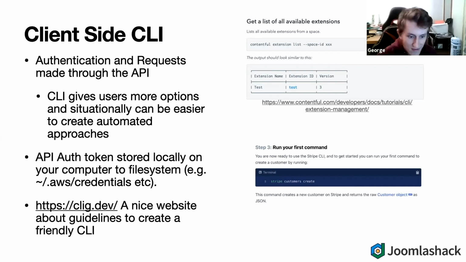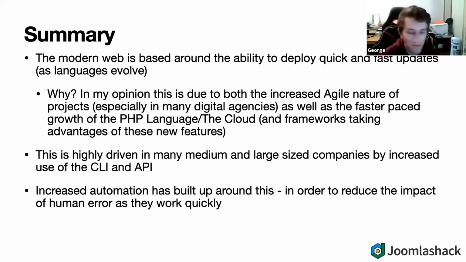So I kind of rushed the last few slides, but I'm going to have to sum up. A modern website is based around the ability to deploy quick and fast updates. And part of the reason for this is that languages are evolving at a faster and faster rate. You know, the PHP release cycle is going faster and faster. And if I had to say why, it's, in my opinion, due to the increased agile nature of projects. So especially in digital agencies, these people work in agile methodologies, sprints, and all that kind of thing, which encourages you to work fast and hard. And if you make mistakes, you clean it up in a week's time. As well as, as I said, the faster growth of the PHP language and the cloud.